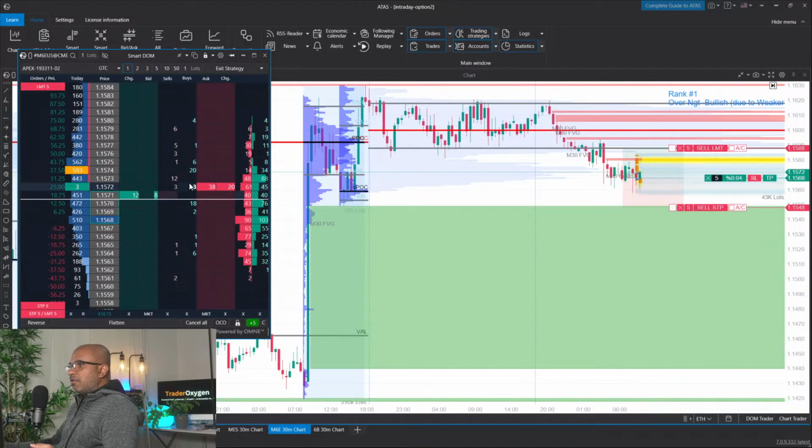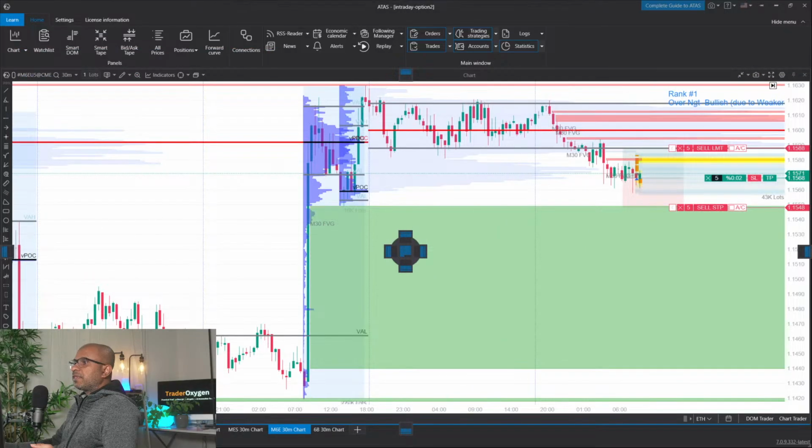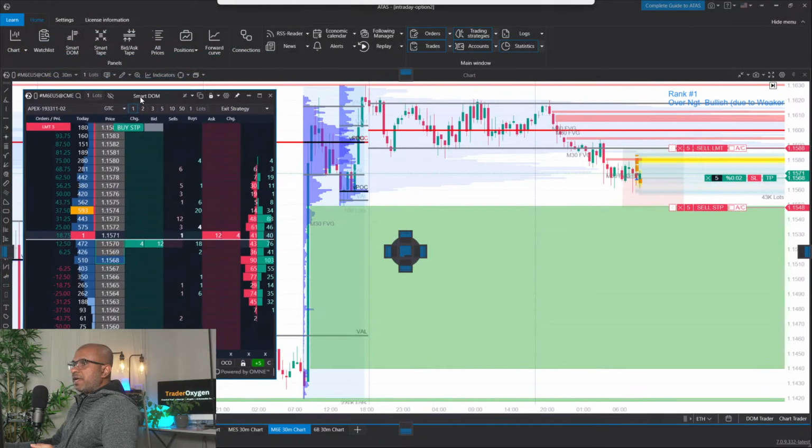So the smart DOM tells a picture of what's happening. If you don't refer to these tools, you have no clue of what's happening, like why the price is reacting like this. You will have no clue, right? But if you look over here, that's the story. So let me explain further the reasons behind this trade.